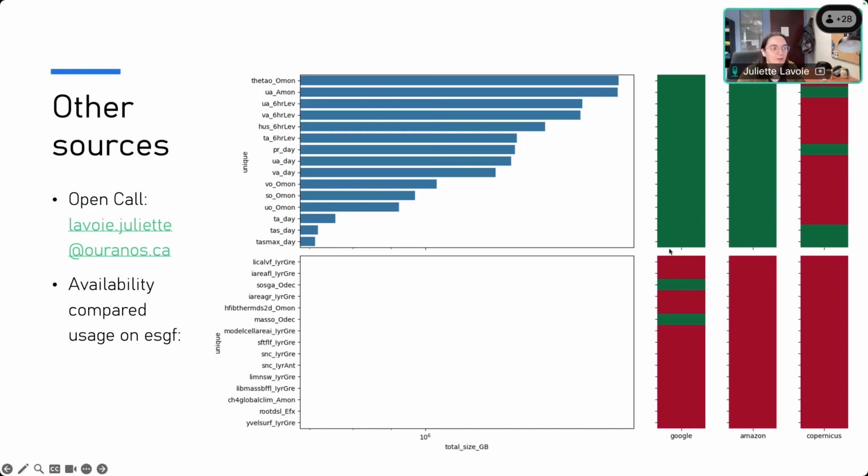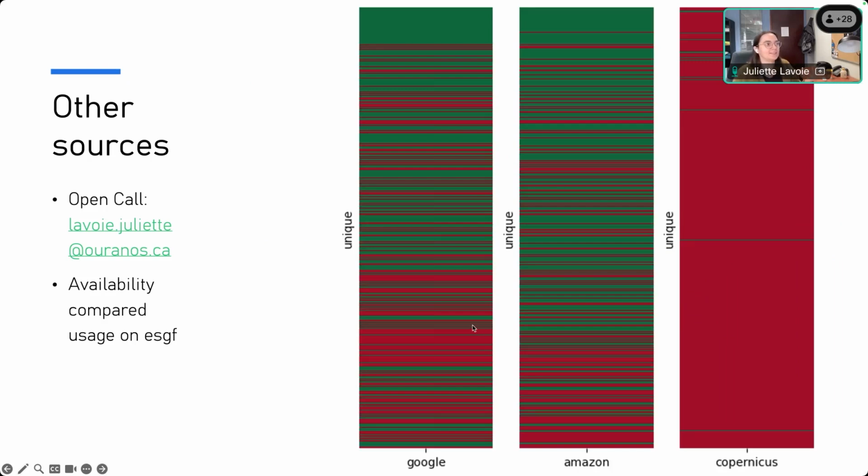If we fill in the blanks and look at all the variables, it looks something like this. Ideally, what we would want is a lot of green at the top and a lot of red at the bottom if we wanted to be the most efficient with our data storage.